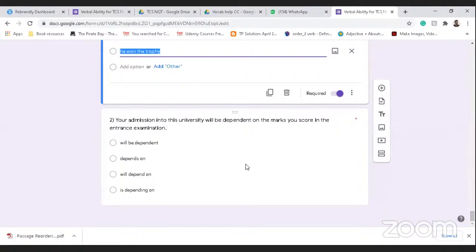"Is depending on" कब use होता है? He is depending on me for his survival. He is depending on me for his survival. That is the correct usage of "is depending on". Support. यहाँ पे it's a condition, that's why. Okay, I hope it is clear.